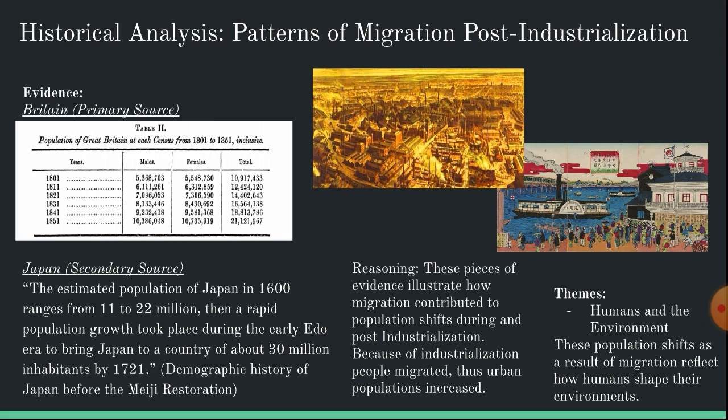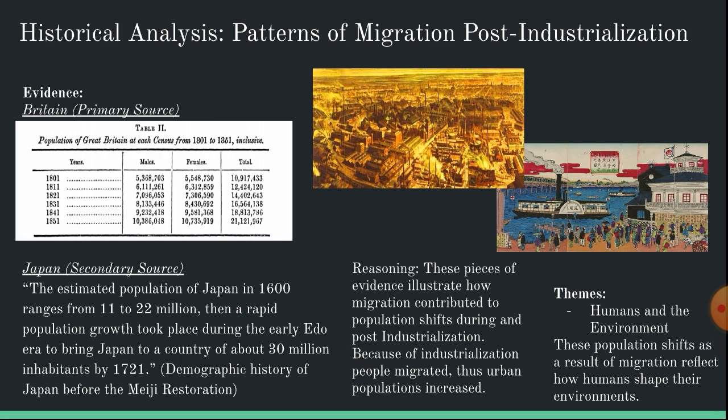During and post-industrialization, patterns of migration changed drastically. Due to industrialization, more and more people migrated to cities and urban areas, resulting in demographic changes and population increases. The evidence for patterns of migration post-industrialization in Britain is a primary source that came from an 1851 census report of the UK by the British government. It is a chart showing how population in Britain steadily increased during industrialization from the year 1801 to 1851.